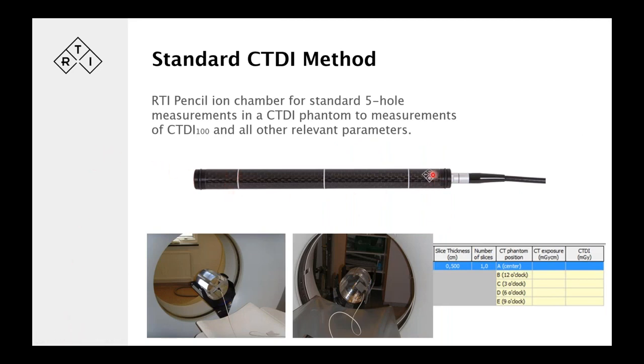Well, the method is using a standard pencil ion chamber like this one, and a phantom, and then collecting the measurements. If you have a formula or software to gather that information, it's quite easy. You just need to know which position you are in, and then take the measurements. Of course, we need to know the slice thickness and the number of slices, because that was in the formula. Then we can take the values and calculate the CTDI values and CTDI weighted. And if we know the pitch, of course, we also have the CTDI volume.